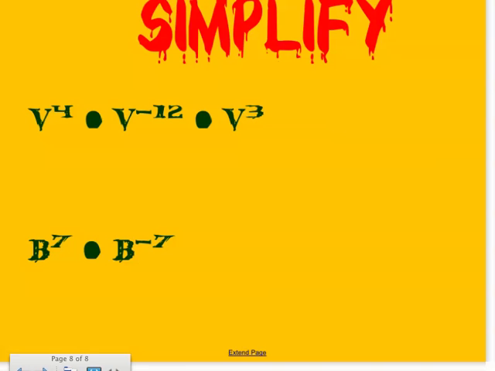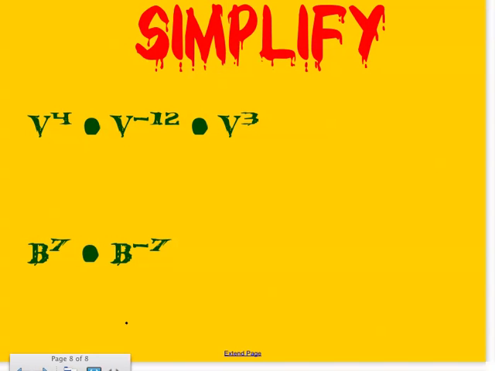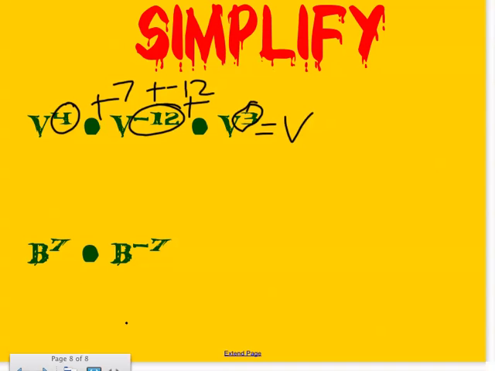All right, so looking at these, we have a v, and we have 4 plus negative 12 plus a positive 3. So that's positive 7 altogether plus negative 12, which is another negative 5 again. Not doing this on purpose. So a negative 5, remember it means it's a fraction, so we got 1 over v to the 5th. And that's my final answer.